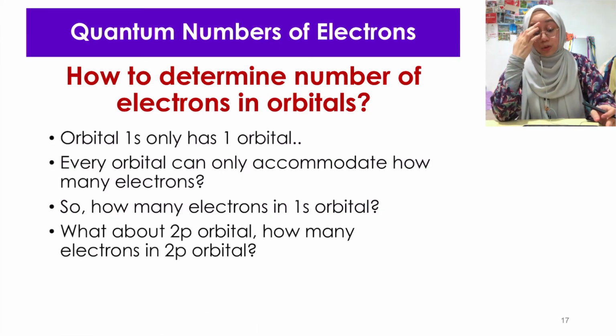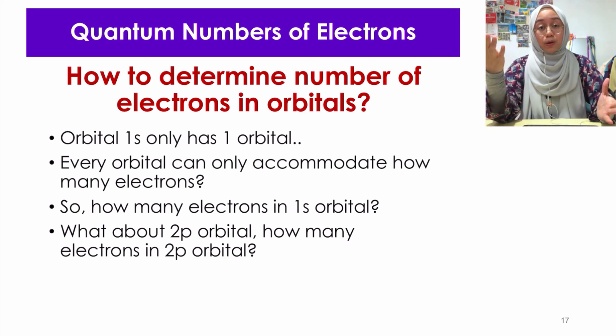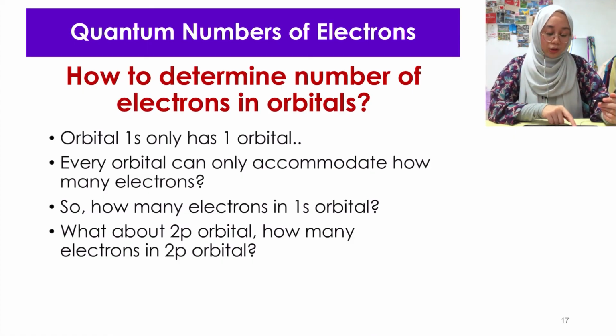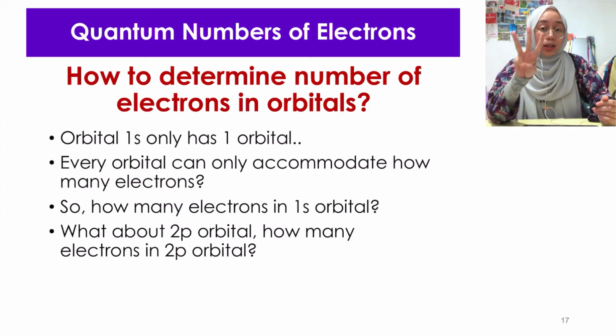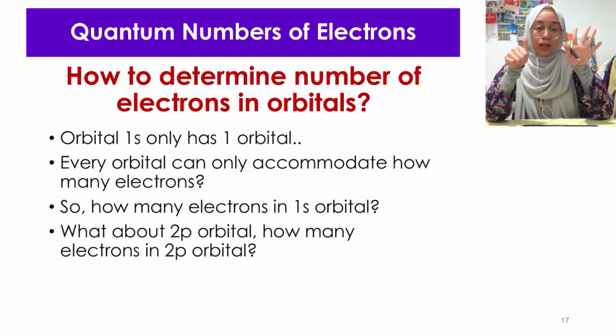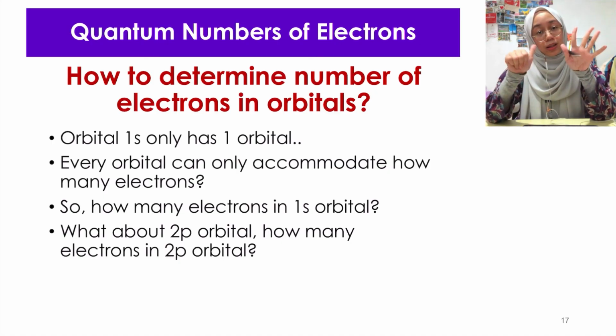Okay, so what about 2p orbital then? So how many in 2p orbital? So kamu kena ingat lah, so 2p pula ada berapa banyak orbital? P. So kena tengok P. P ada 3 orbital. Okay, so you know that 1 orbital tadi 2 elektron. Bermaksud in 2p kita boleh muatkan sebanyak 6 elektron in total.